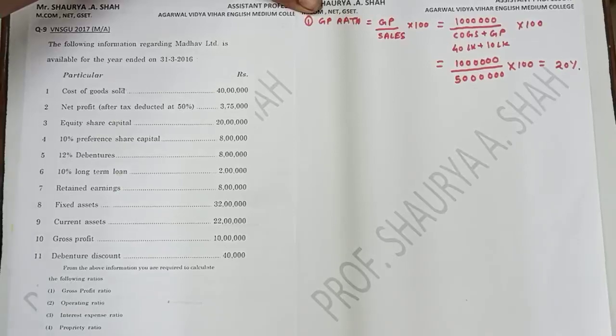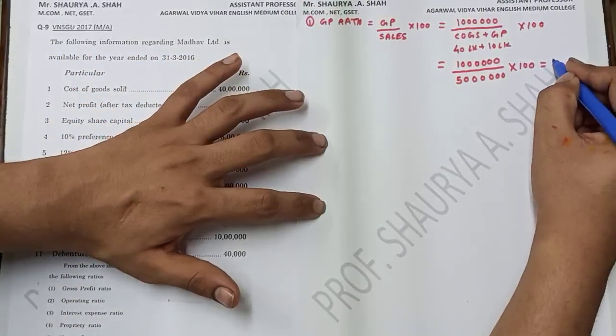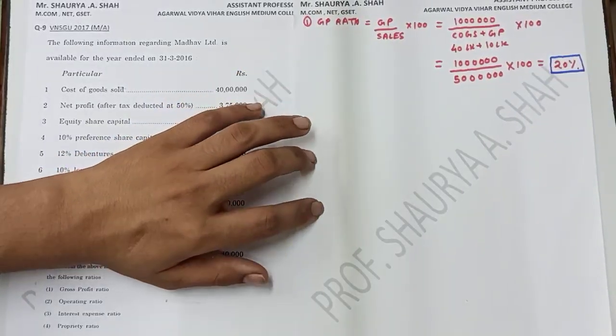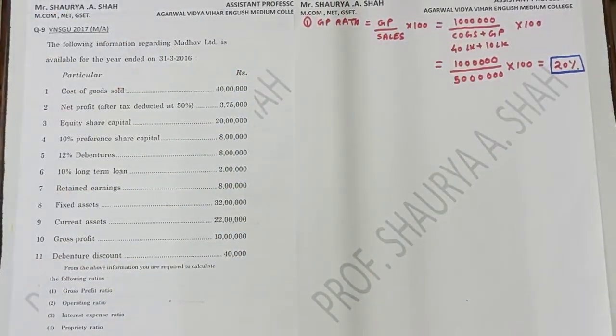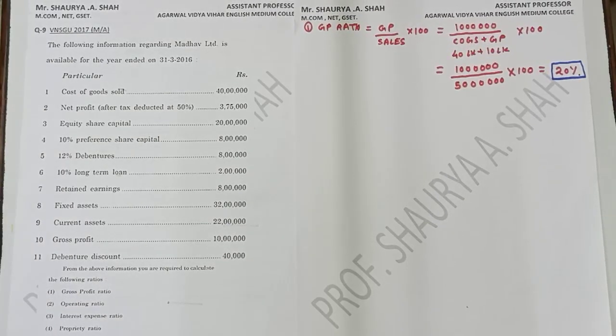So the very first answer asked in the question, that 20%, is my gross profit ratio, right? What I'll do is put it in a box. Presentation is also very important in your exam, students, that we will see afterwards. So this 20% is your GP. The very first thing we have solved.